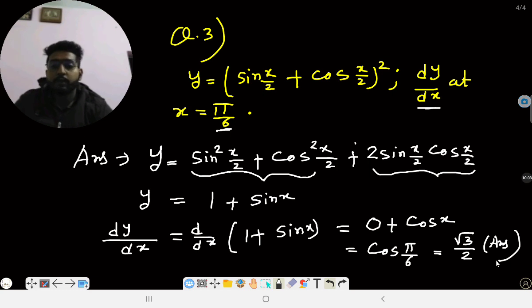Okay, so whatever value is given, first you have to simplify that one. If it is possible to simplify, you have to simplify that one. After doing that, you have to do the derivative of that one, and whatever point is given you have to put it here. Okay, so this is question number 3. Now move to question number 4. So next one is question number 4, this one.